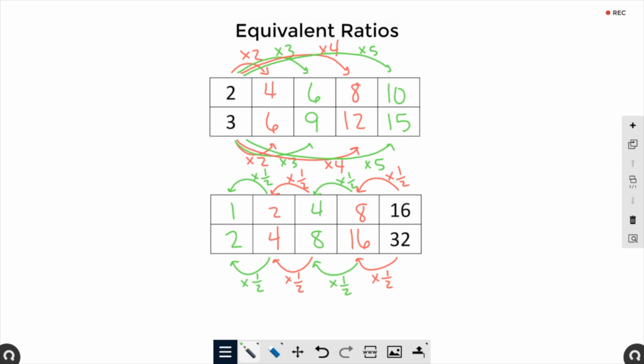Some students might see that 16 going all the way to 1, you can divide both of these by 16. This is fine as well. It works because we know that this will be equivalent to 1 to 2, as you can see right here.